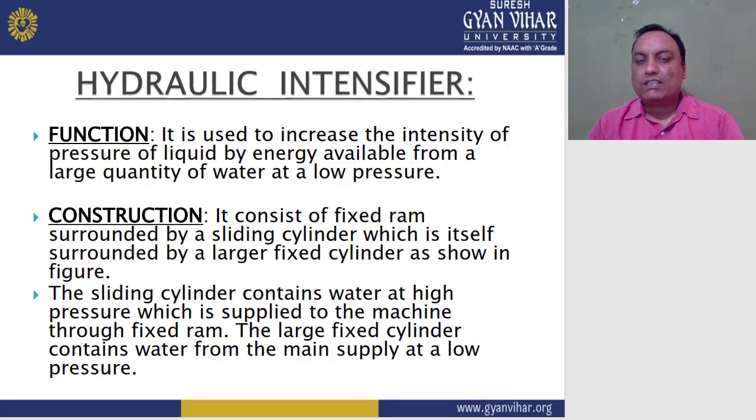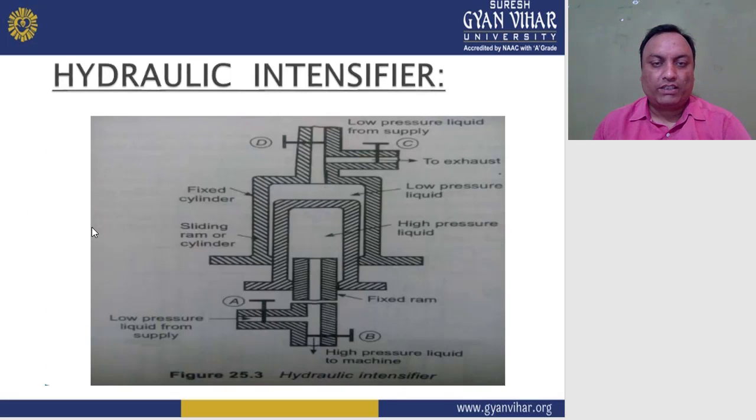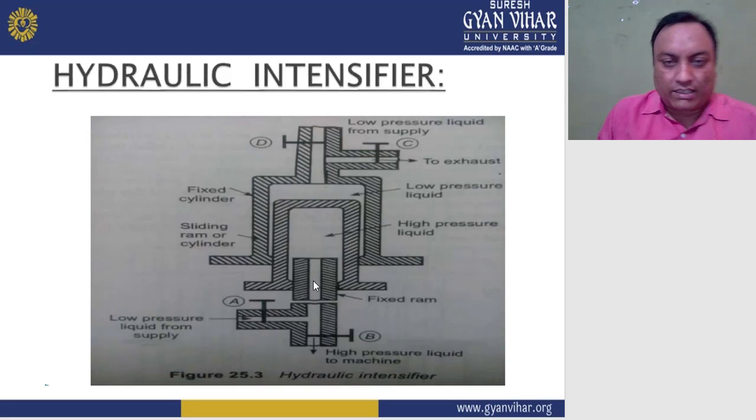For the construction, it consists of a fixed ram. The fixed ram is the innermost and smallest part of the hydraulic intensifier, and it is surrounded by the sliding cylinder. The high pressure liquid is supplied to the machine through this fixed ram, and the fixed ram is surrounded by a sliding cylinder, which is itself surrounded by a large fixed cylinder, as shown in the figure. This is the figure of the hydraulic intensifier, a single acting hydraulic intensifier.